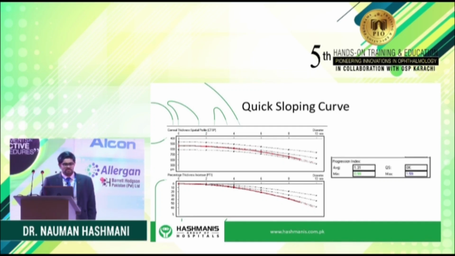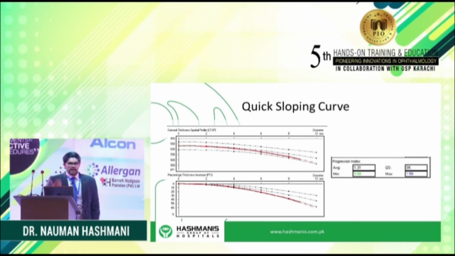And then the percentage thickness increase shows, every millimeter, how much percentage that thickness has increased. Then the other thing that you want to see is the average progression, right? The average progression here, when it's above 1.20, that should send red signals into your head. And if it's below 0.8, again, that could be an edematous cornea. Right.